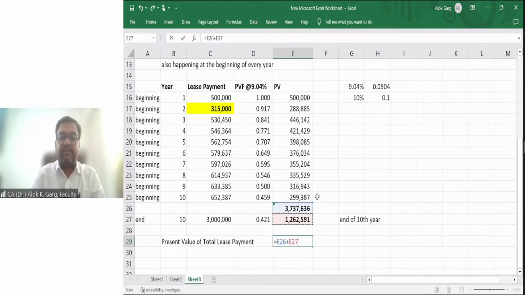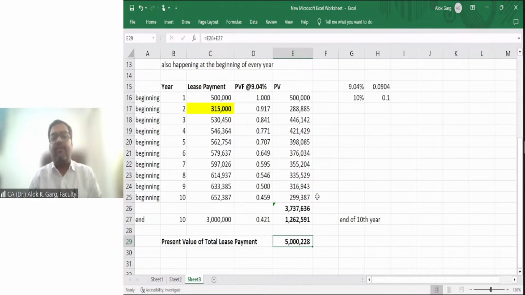This plus this. See, it is 50 lakh rupees only. You can round it off to 50 lakh rupees. In the ICAI study material, they have rounded off to 50 lakh rupees, right? Even if you want to round off, you can do that. Otherwise, you can continue with 50 lakh 2,228 rupees also.